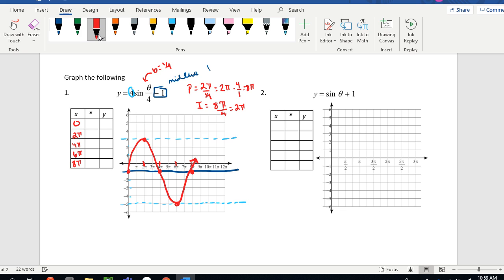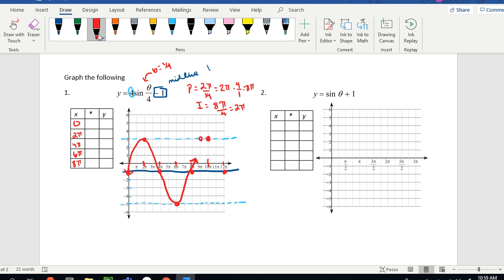Wow, I kind of missed. Okay, so these should always have arrows because they continue. If you want to keep going, you go 2 more pi and you're hitting the top. You go 2 pi more and you're back on the midline, or you could have gone back 2 pi and keep going: midline, amplitude, midline, amplitude.